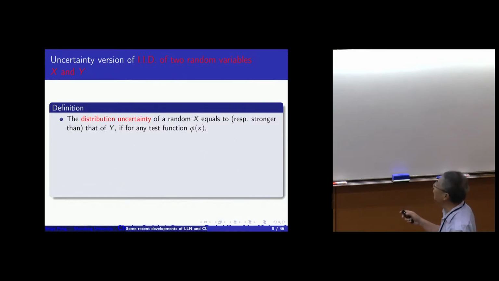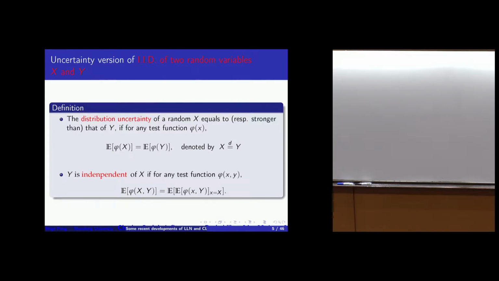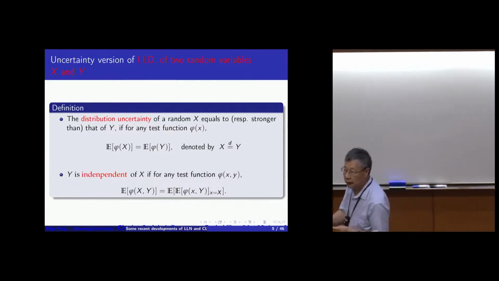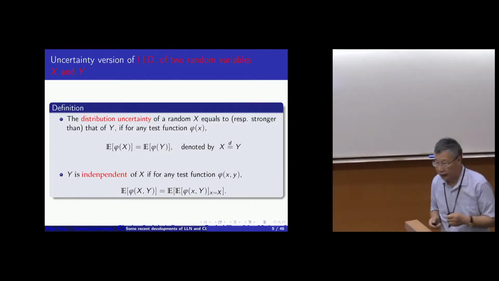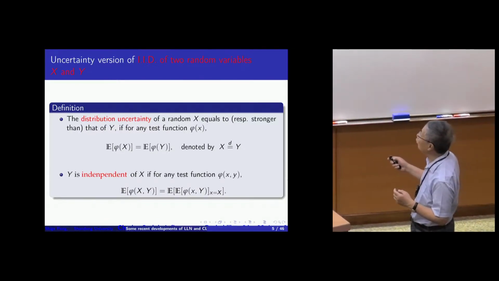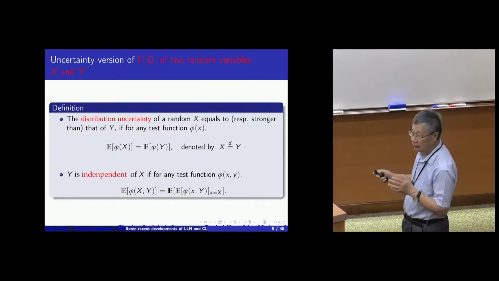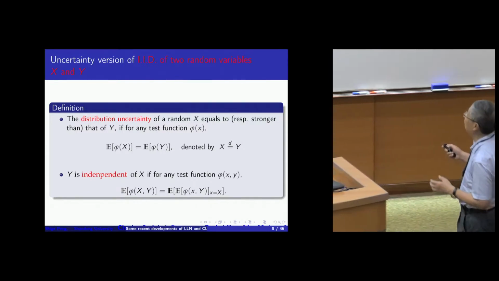There are two important notions. One is the so-called identically distributed. We say that X and Y are identically distributed if for any test function phi, these two are the same. It is exactly telling us that the distribution uncertainties are the same. X and Y have the same uncertainty. So if, for example, this is bigger than this, it means that the uncertainty of X is larger than the uncertainty of Y.